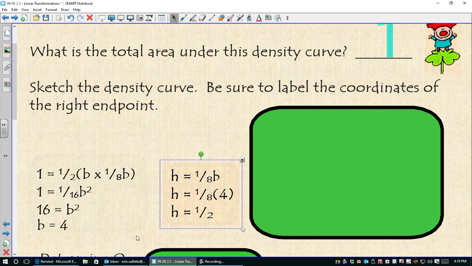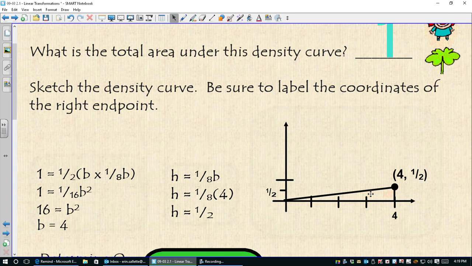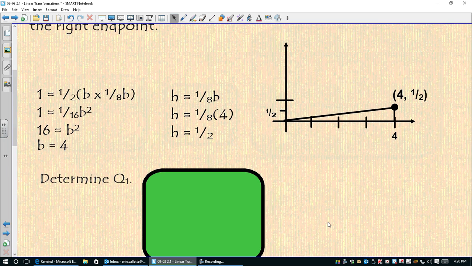And then going back into my equation, my height is 1/2. Can I put b back in there? Yes. Okay. And this will be the graph of this situation. So see my ramp? The area underneath this is 1. Now, let's find out some information about this graph.